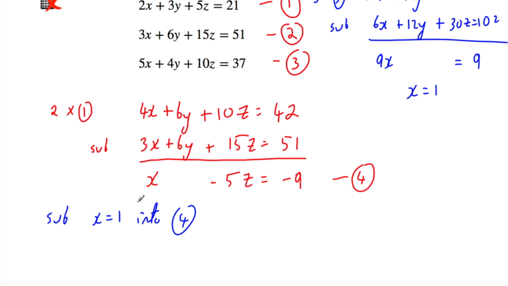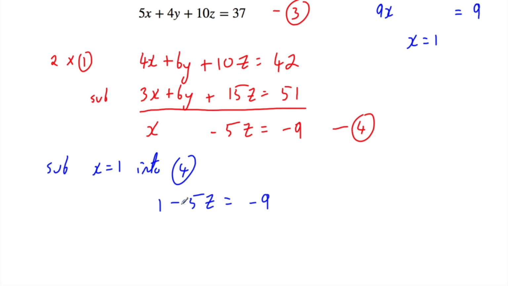So if we substitute 1 in here, what do we get? Well, x, that's going to be 1. Take away 5z, so subtract 5z, equals -9. And then if we want to solve this equation, I'm going to add 5z's to both sides. So on the left hand side we'll be left with 1, and on the right hand side we'd have -9 plus 5z's, just adding 5z's to both sides of that equation.